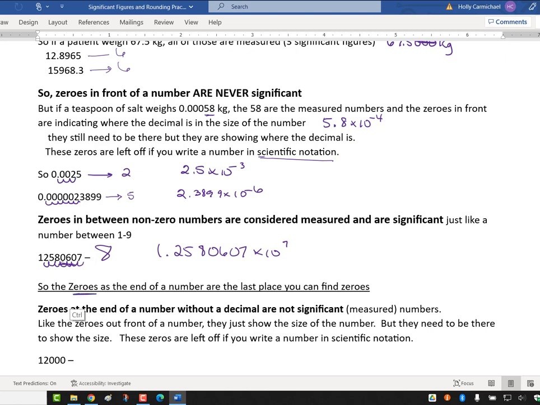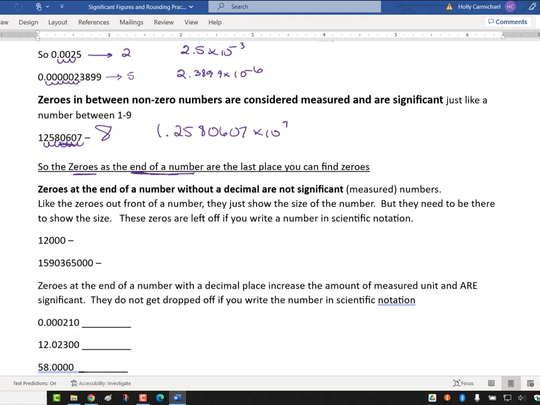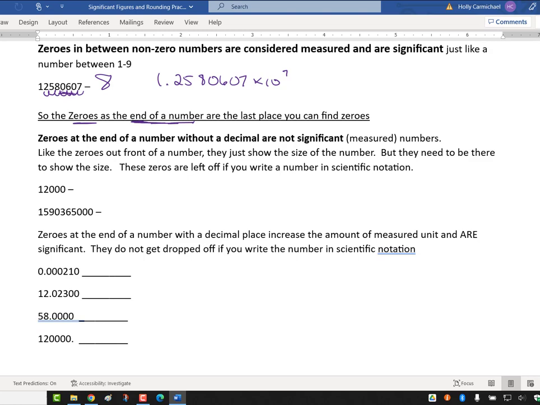Now the last one, zeros that are at the end. Zeros at the end kind of depend on if there's a decimal or not. If there is no decimal, they are never significant. So for example, 12,000, just 2 significant figures.